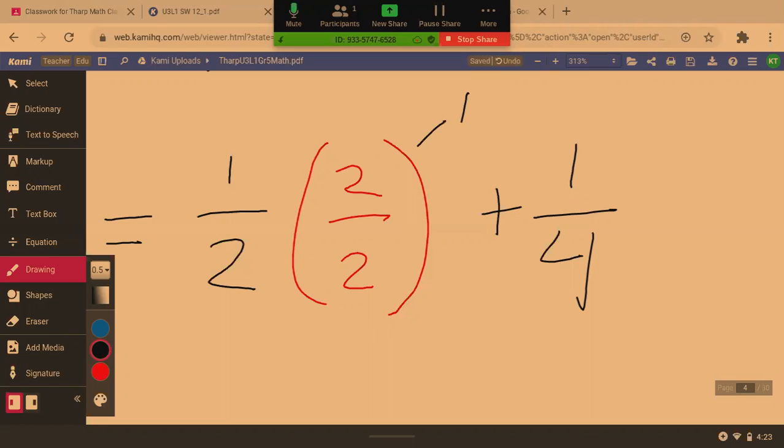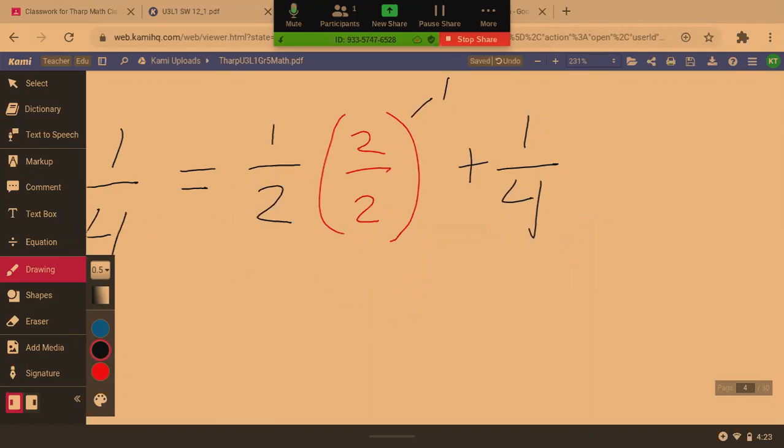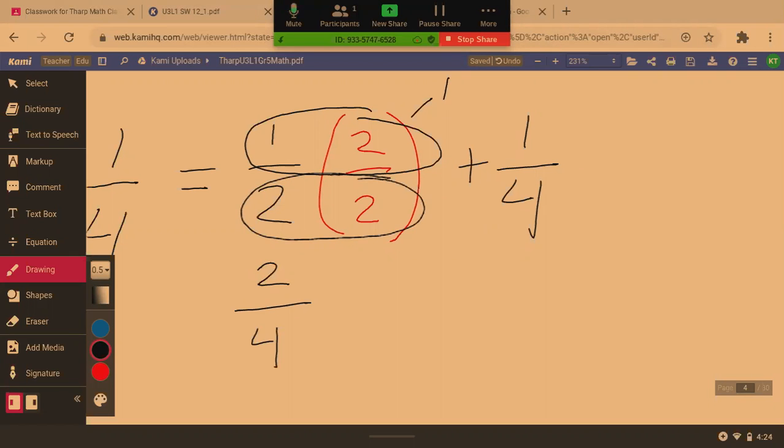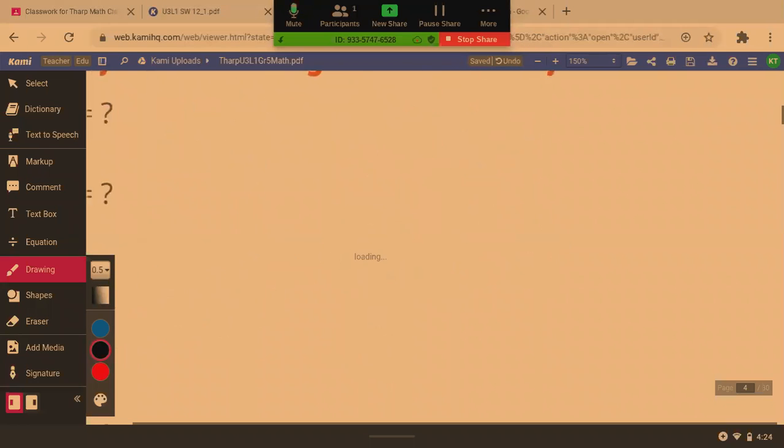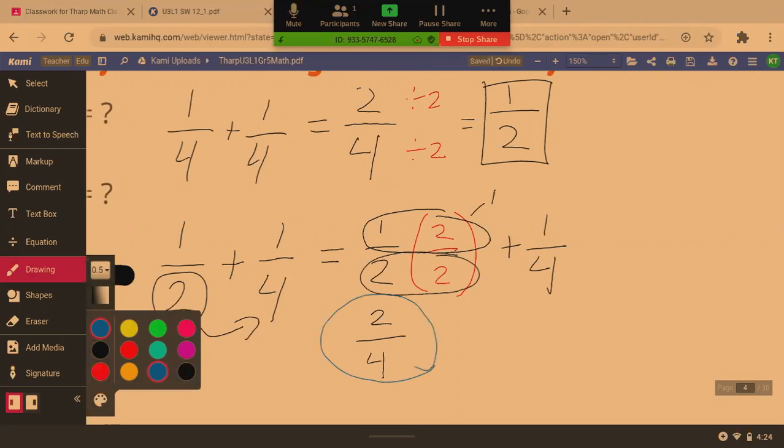This is what we mean by manipulating. By doing 2 over 2, we are manipulating it so that the denominator will be the same as 4. So watch this. When I multiply fractions, I multiply across. So 1 times 2 equals 2. And then 2 times 2 equals 4. 2/4. Where have I seen that before? We found that in the last problem. Remember? 2/4. And that simplifies to 1/2.